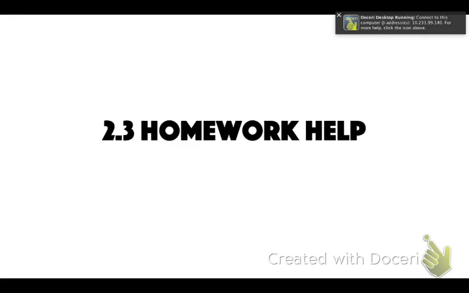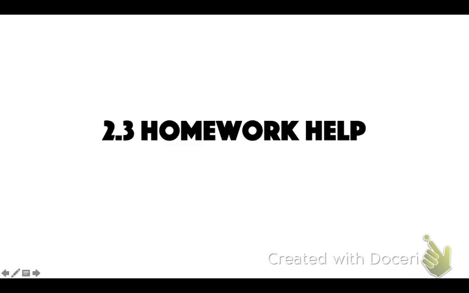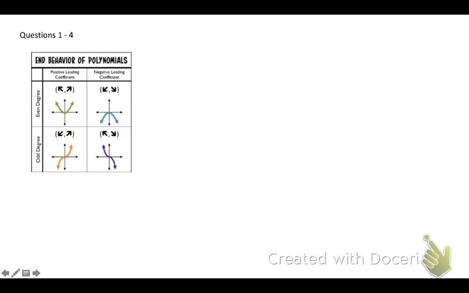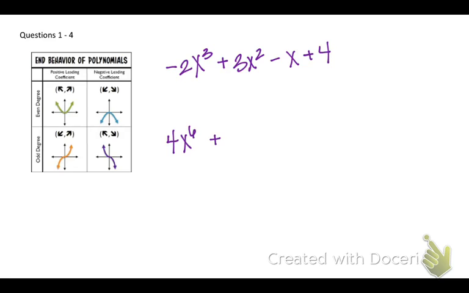Okay, so I'm going to go over some homework problems to help us with this. This first one is going to ask you for the end behavior of these polynomials. So I'll just make up some examples. Say you had negative 2x cubed plus 3x squared minus x plus 4, and 4x to the 6th plus 3x to the 4th plus 2x cubed plus 1, and so on.